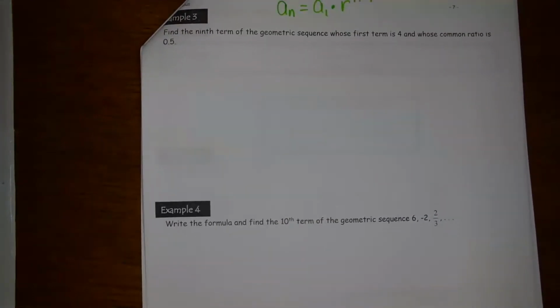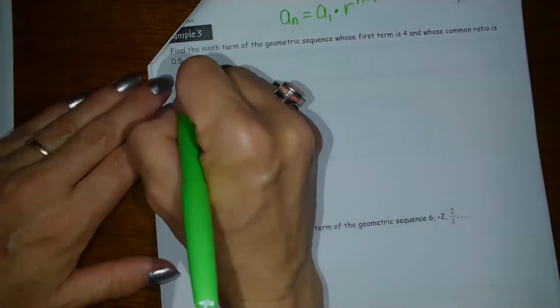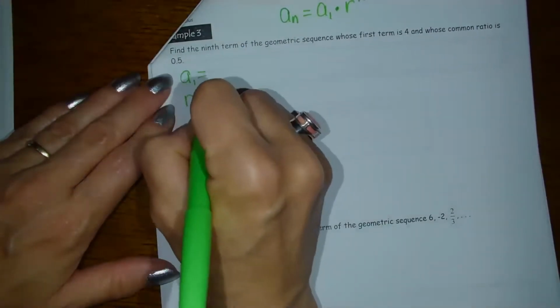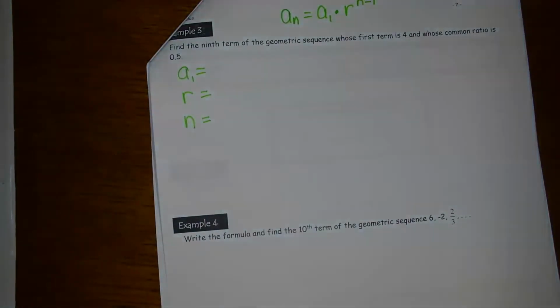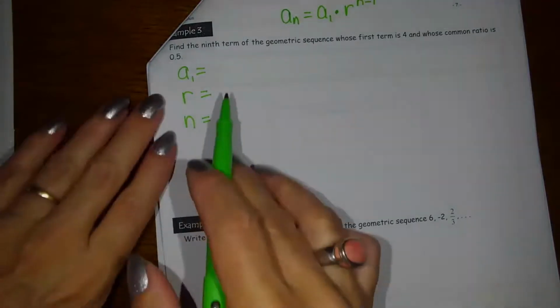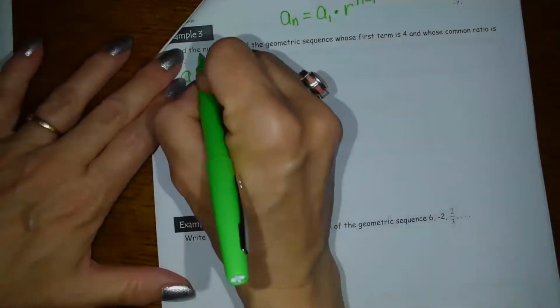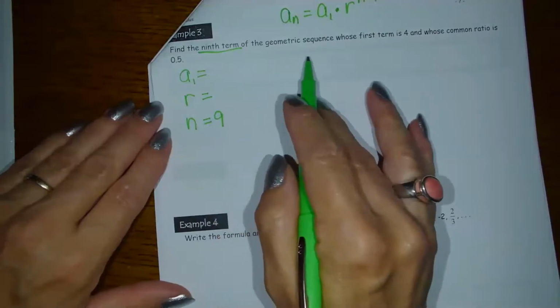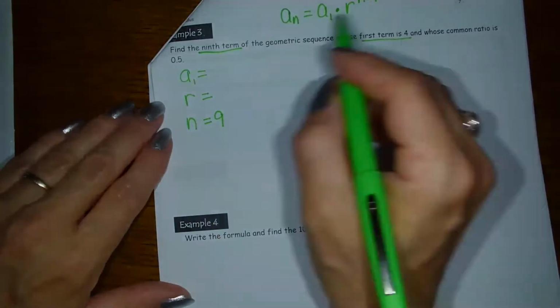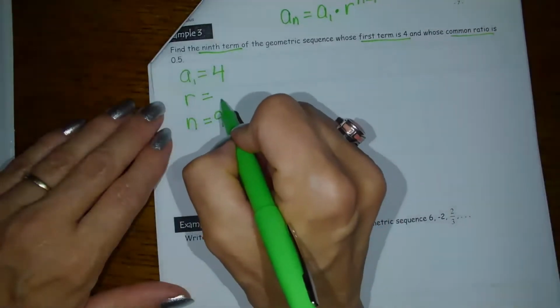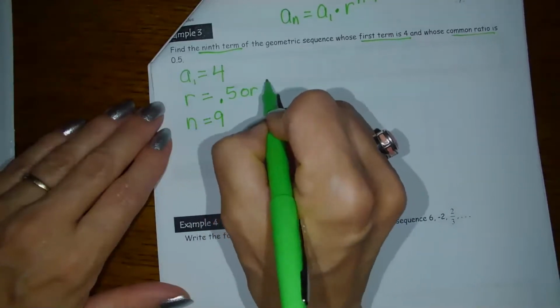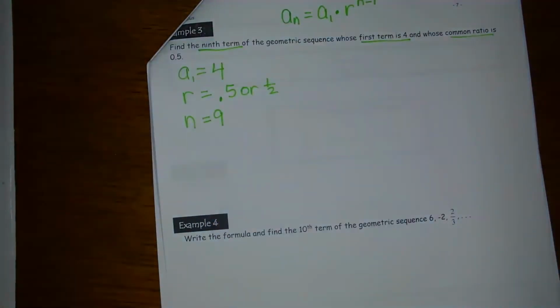Find the nth term of a geometric sequence whose first term is 4 and whose common ratio is 0.5. So you know I always like to identify my guys out here. So find the 9th term. So what does that tell me about n? N is 9. Of the geometric sequence whose first term is 4, that's A1, and whose common ratio is 0.5. You could also write 0.5 as 1/2 if it makes your math easier.